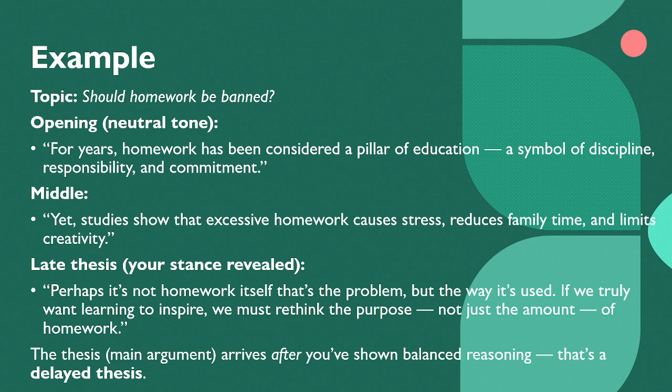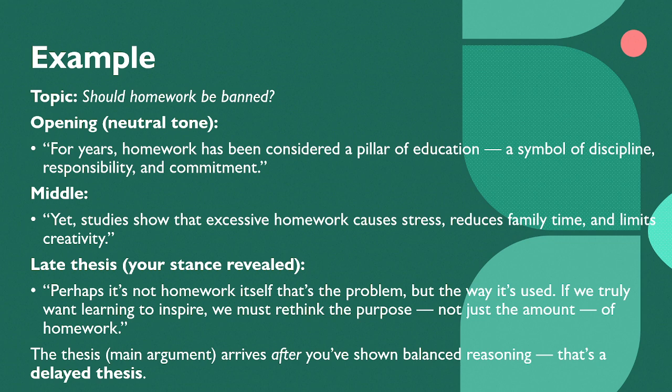So here's a good example. We all know the topic: should homework be banned? You might have an opening that is quite neutral, quite balanced. And then in the middle, you might have a comparative idea or a discursive idea against it. And then later on, towards the end of your discursive or persuasive text, this is where you start presenting your point of view or your side. Okay, so you start out with that.